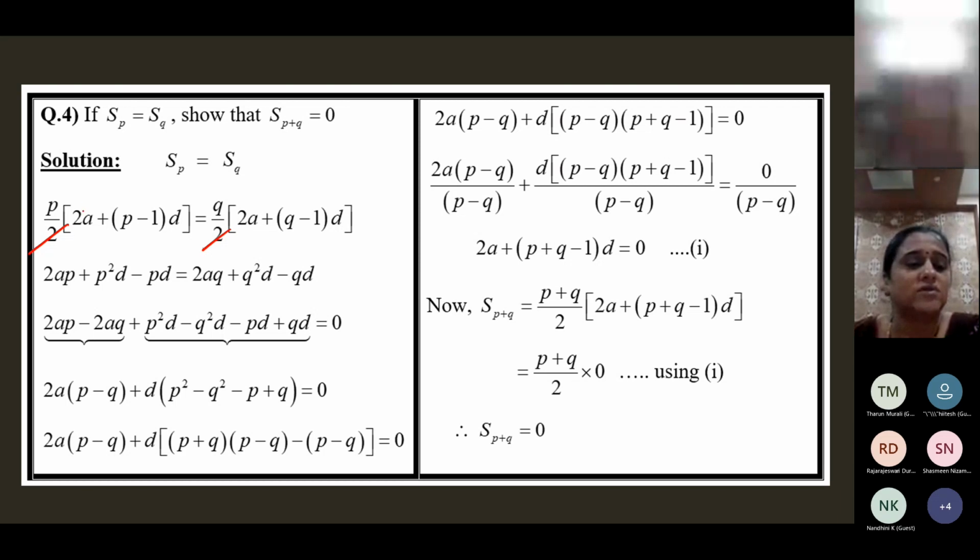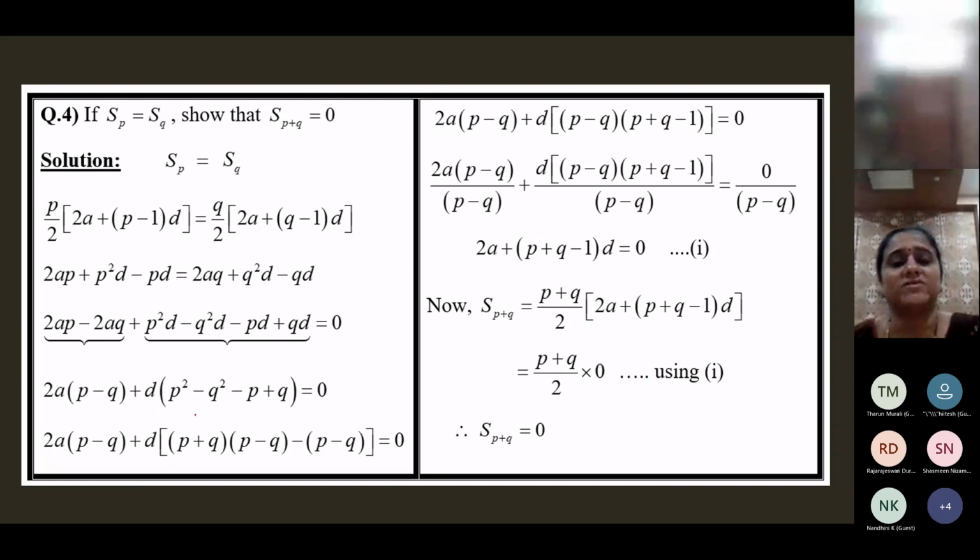Open the brackets. So p into 2a, 2ap. p into d, pd. Into p, p square d. Minus 1 into d, minus d. Minus d into p, minus pd. This is cancelled, okay? 2a into q, 2aq. q into d, qd. Into q, q square d. Minus 1 into d, minus d. Into q, minus qd.